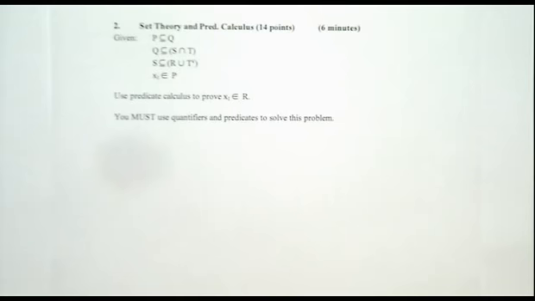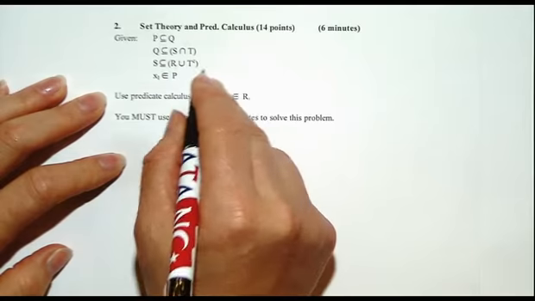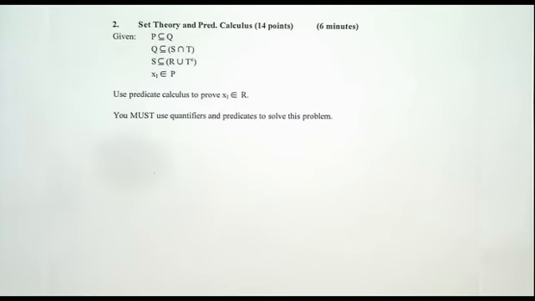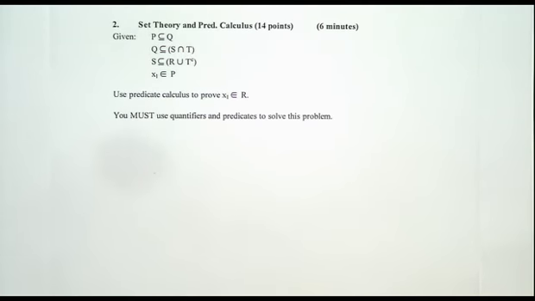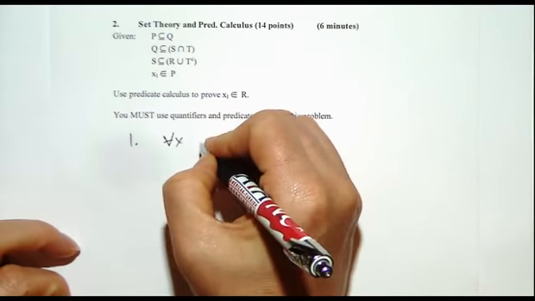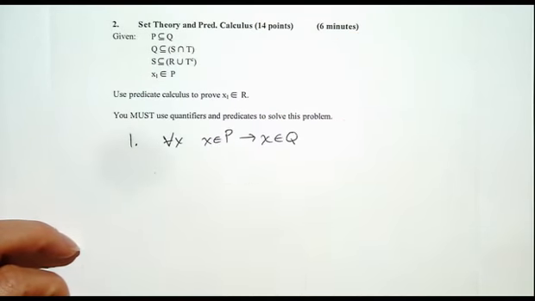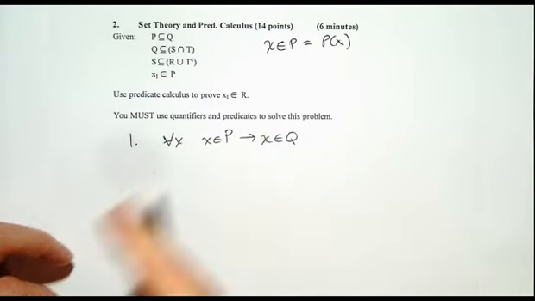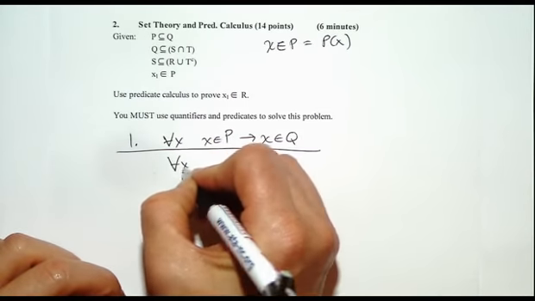Okay, so you need to do a set theory and predicate calculus proof. So you need to first translate all these into predicate calculus. So when we have a subset, remember that that was the implication operator. So when I say P is a subset of Q, that means for every element of P, if X is an element of P, then it is an element of Q. So line 1 is for all X, X is in P implies X is in Q. You could also define that X is in P equals P of X. And in fact, even if you don't write that, I'll assume that's what you mean if you write P of X. So probably what I would do is write it like that.